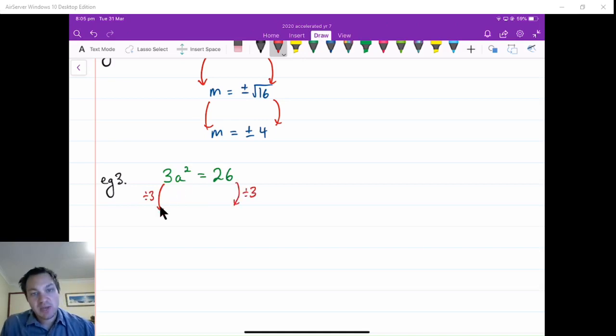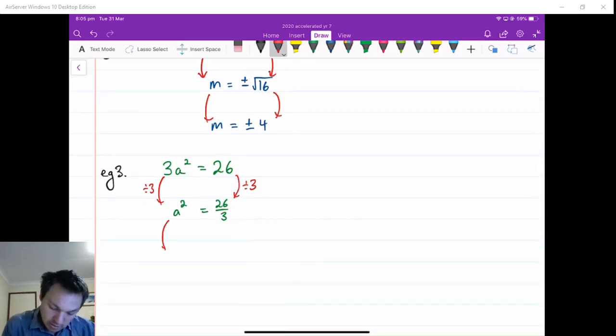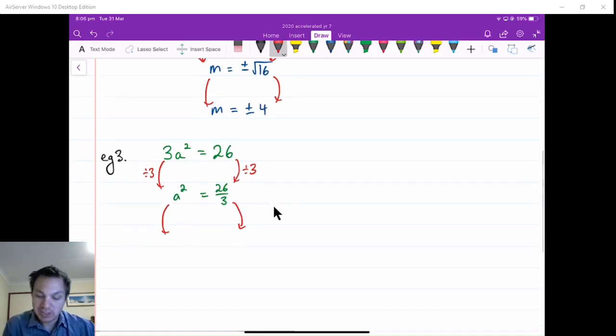Okay, 3a squared divided by 3 just gets us a squared, and 26 divided by 3, that's not going to simplify very well, so I'm just going to write that as 26 over 3. Okay, 26 over 3. And now what I can do is square root both sides and just make sure I don't forget the plus or minus. This lesson is all about saying don't forget the plus or minus.